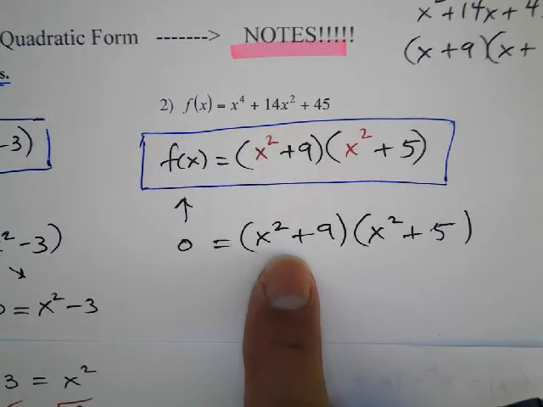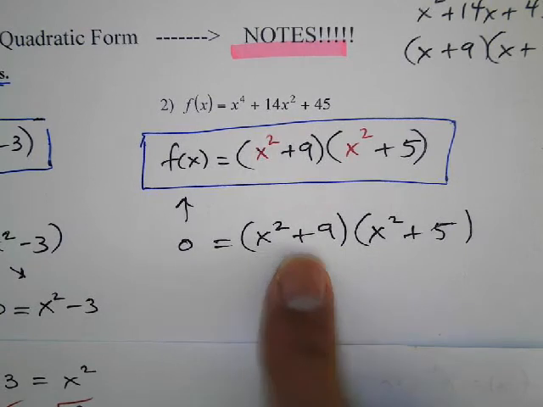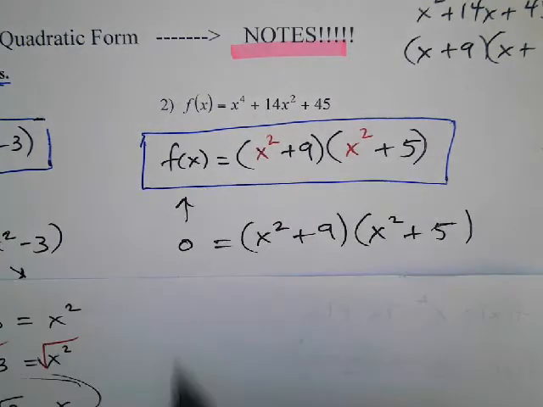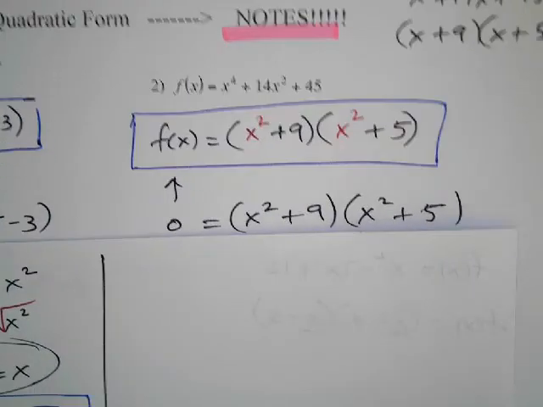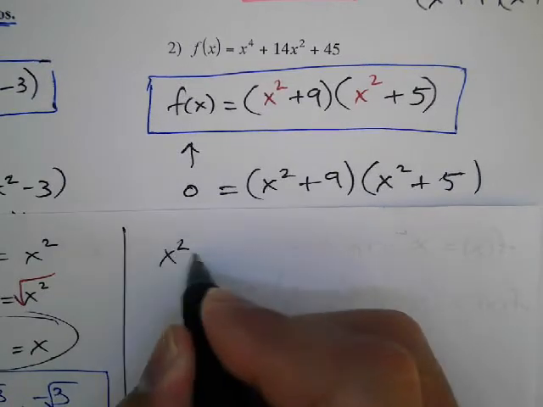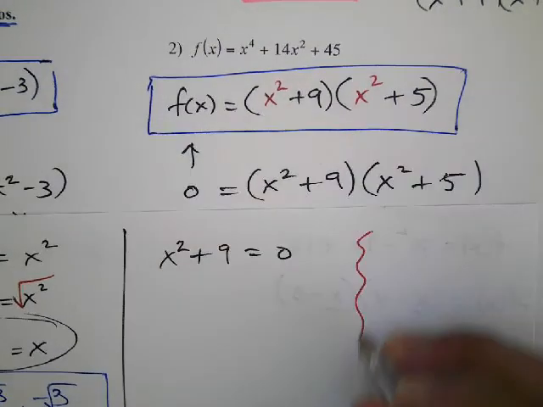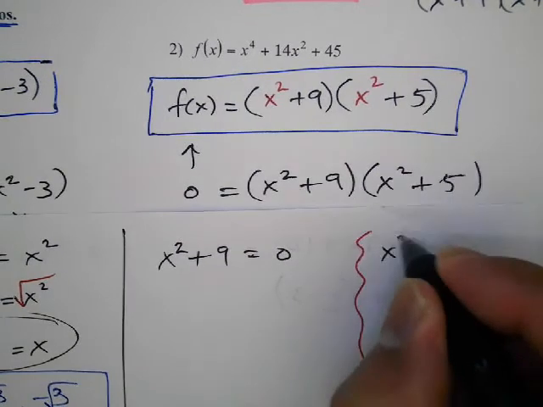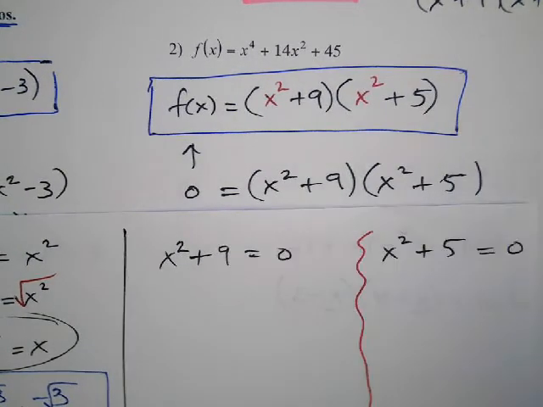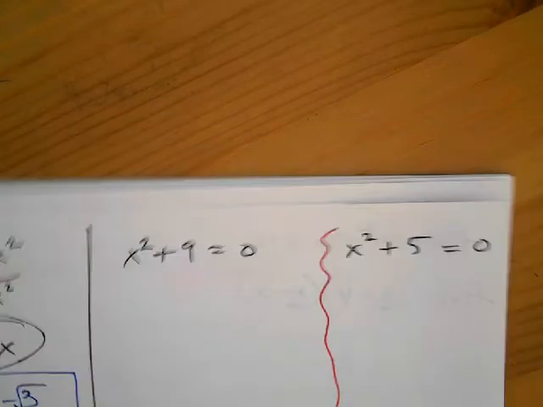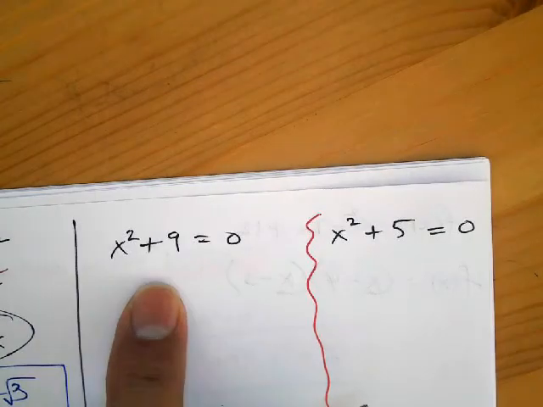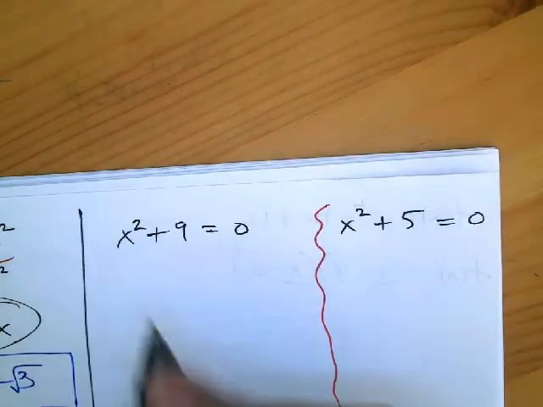All right. So we did the hardest part, the factoring. Now the part with the square roots. Now we got to set each one of these equal to 0. So let me do one here. X squared plus 9 equals 0. And then I'll do the other one over here. X squared plus 5 equals 0. All right, let me solve this one.